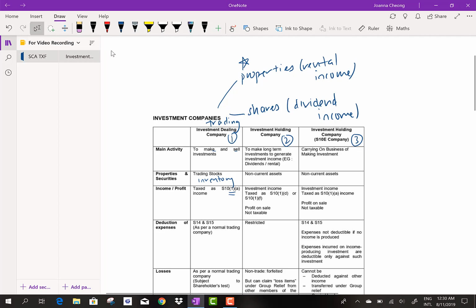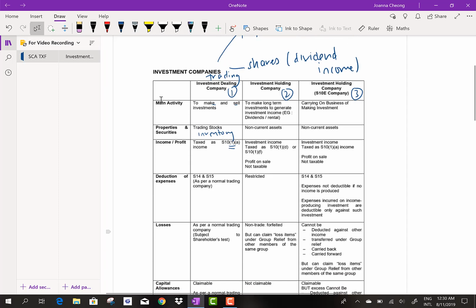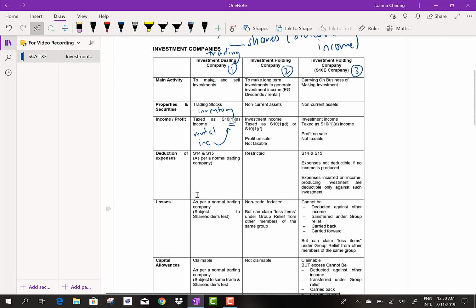Right, now in the event they have properties and they rent out the properties, the rental income will also be taxed under 101A. So in other words, the income that an investment dealing company earns will be trade income, 101A income. So what about expenses? Can they claim deduction of expenses? The answer is yes. You will follow the normal deduction rule. Expenses will be deductible if, for example, it is revenue in nature and it is incurred for the purpose of earning this income, and it is not prohibited by Section 15.